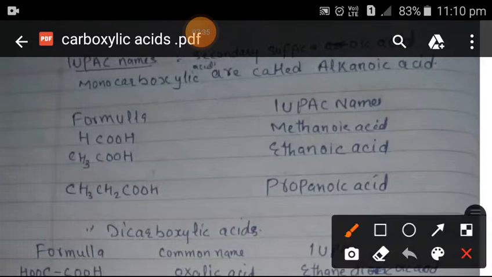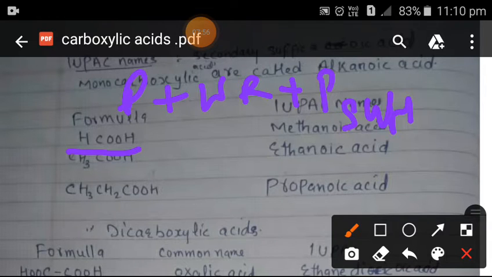The first member is HCOOH. Clear? For HCOOH, first you write the name. You must know about the nomenclature as I have already taught you: first there is a prefix, then the word root, then the primary suffix, then the secondary suffix.